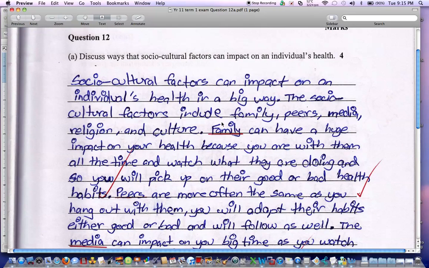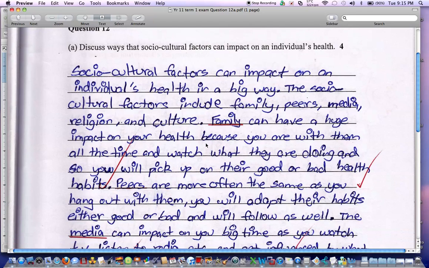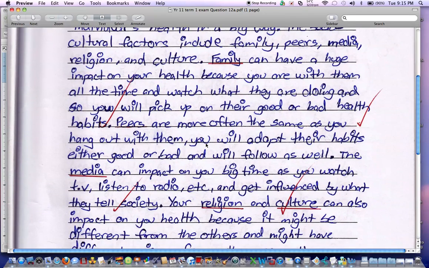So straight away, socio-cultural factors can impact on an individual's health in a big way. The socio-cultural factors include family, peers, media, religion, and culture. He's named the syllabus straight away. Family, it's underlined, it stands out, we know that it exists. Can have a huge impact on your health. So we're using wording from the question. So we know that the family's there. We also know that peers has been included as our syllabus.